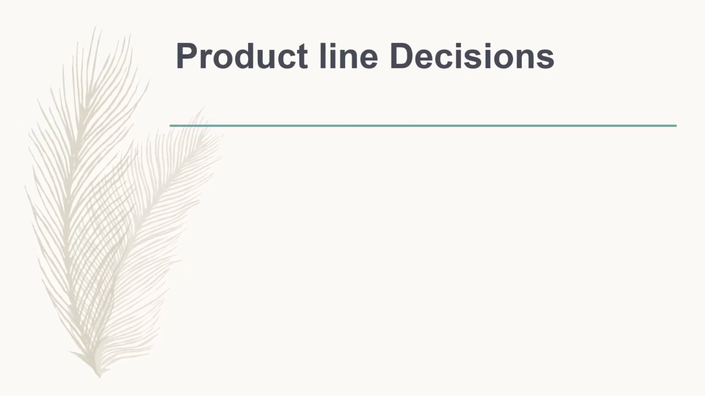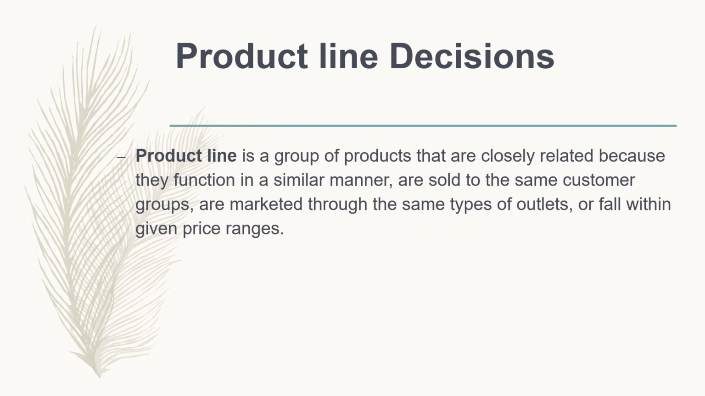Next is the product line decision. A product line is a group of products that are closely related because they function in a similar manner, are sold to the same customer groups, are marketed through the same types of outlets, or fall within given price ranges. It is a group of related products all marketed under a single brand name that is sold by the same company. Companies often expand their offerings by adding to existing product lines because consumers are more likely to purchase products from brands with which they are already familiar.